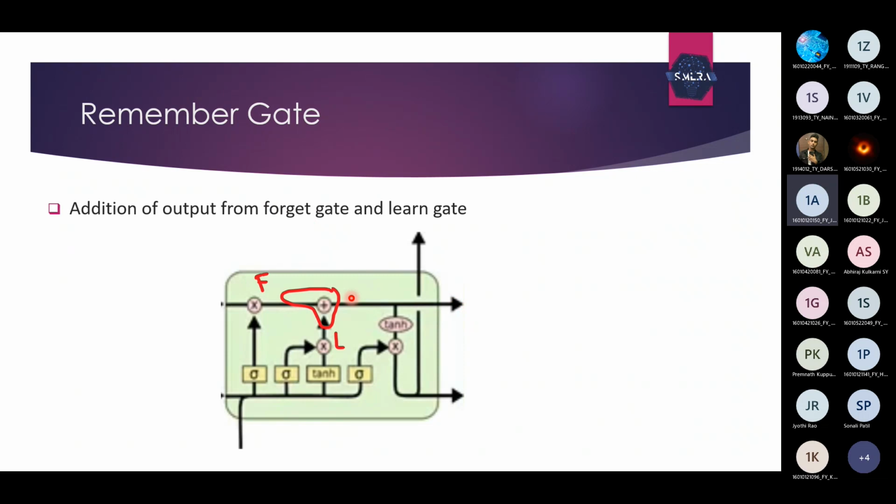So just remember, the remember gate is nothing but the addition. This addition part takes the output from the learn gate and from the forget gate. Here you're multiplying, which is the percentage of information remembered, and here you're adding it with the new information you're learning. That is your remember gate. So yeah, that's it.